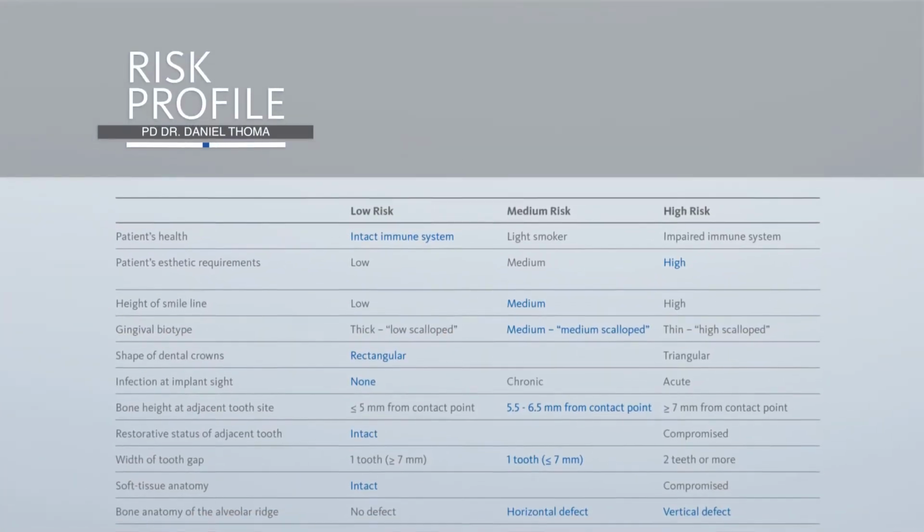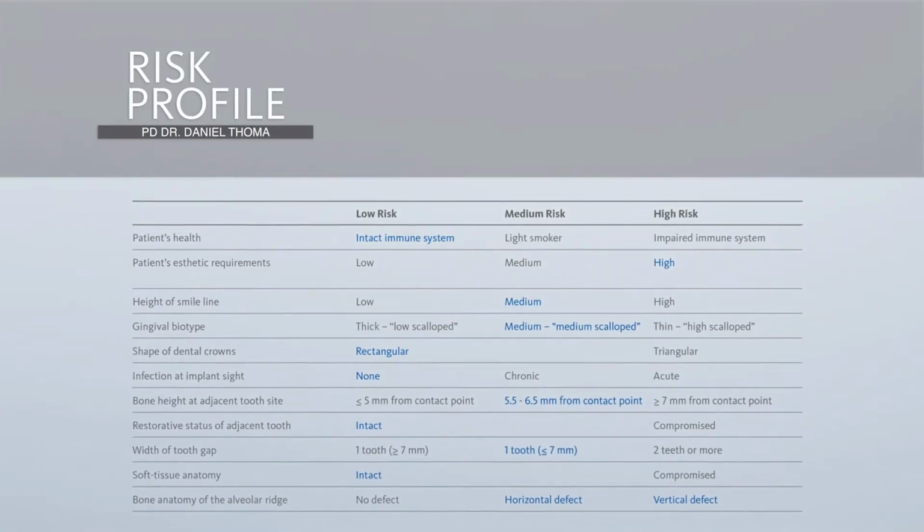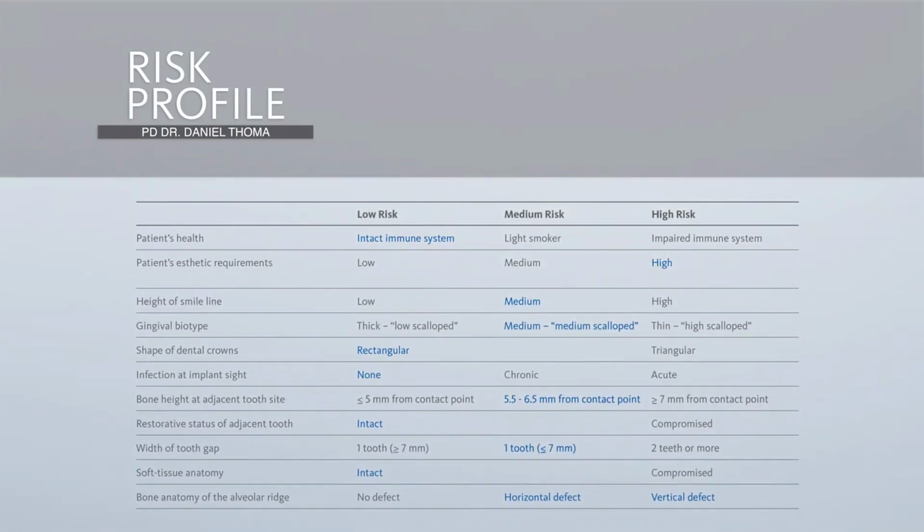The risk profile illustrates that the patient is healthy, he has some high aesthetic requirements, he has a medium-high smile and a medium scalloped gingival biotype. Looking at the teeth, they are rectangular and we do not have an infection at the implant site.